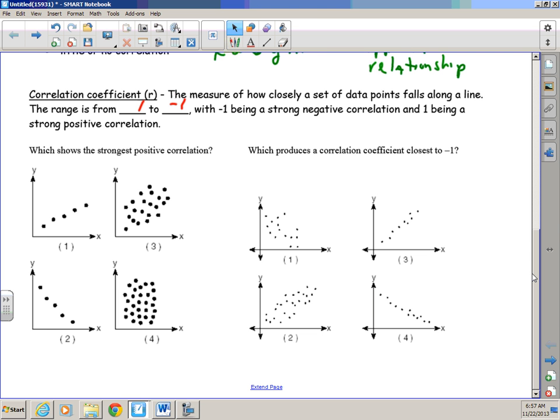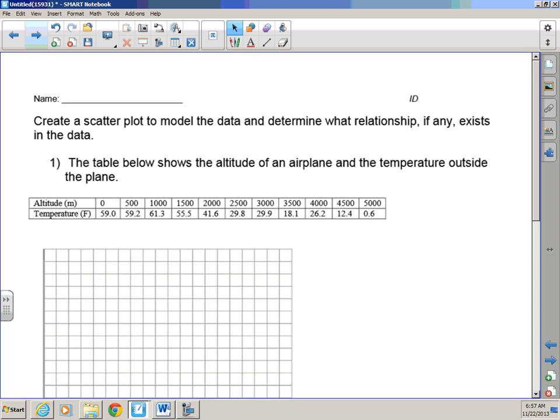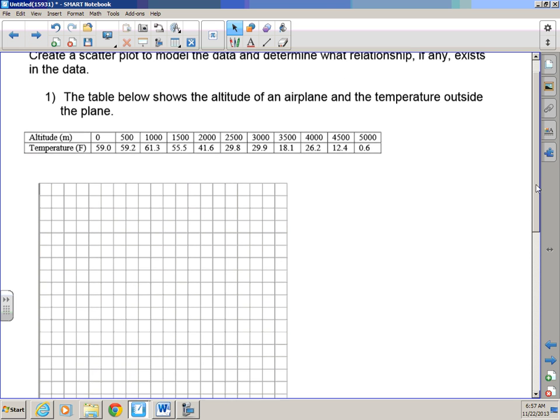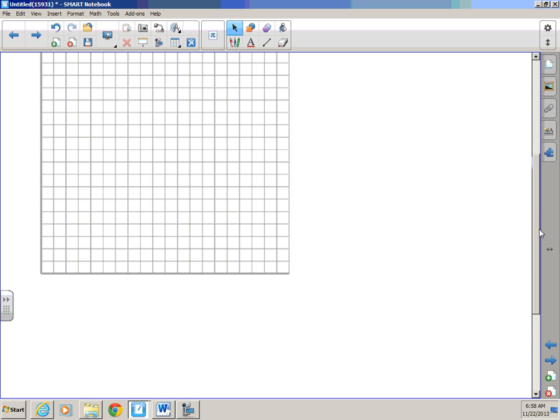So what we're going to do is two scatter plots. In the first one, we'll see what type of relation there is, and in the second one, we're going to do what's called a line of best fit. All right, so we have a scatter plot that shows our data listing of the altitude of an airplane and the temperature outside the plane. I'm just going to scroll this up a little bit to make it a little easier to work with.